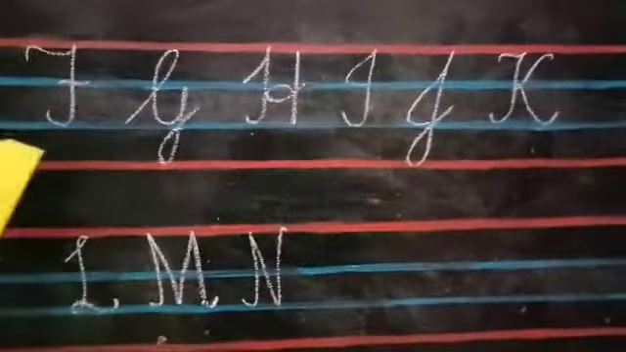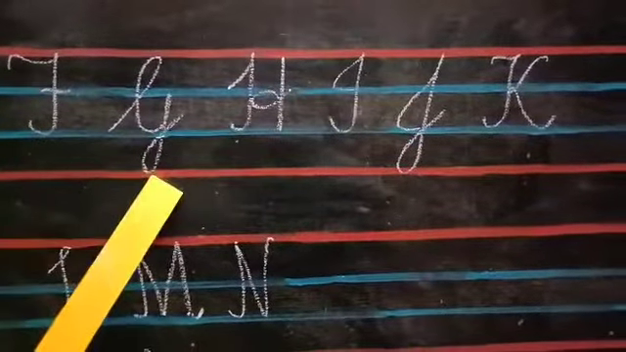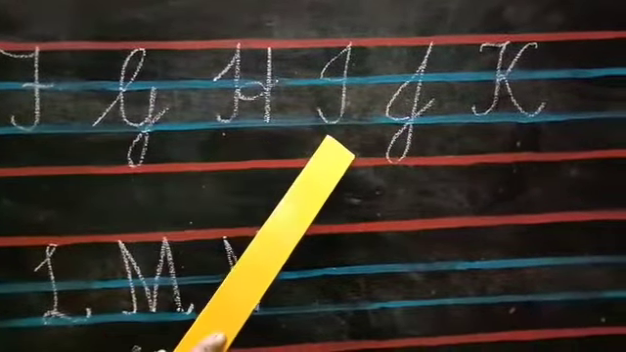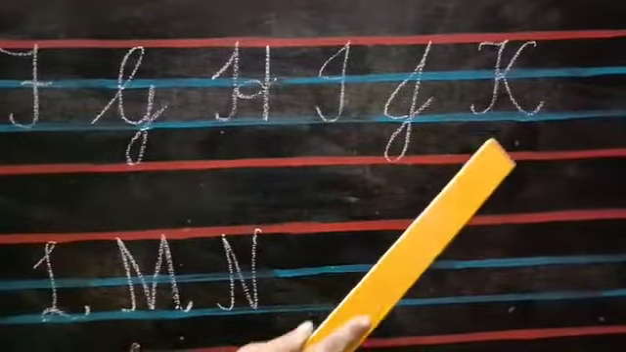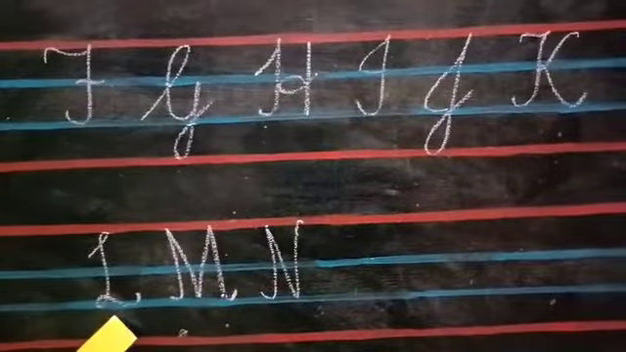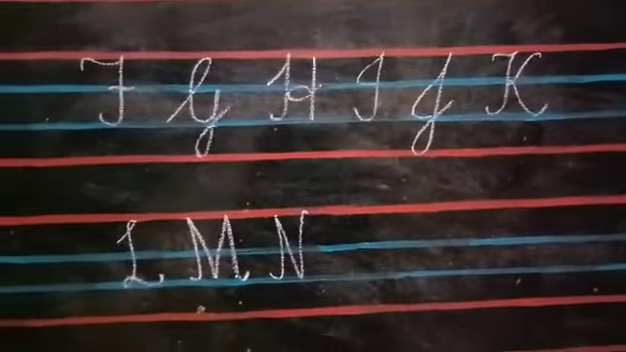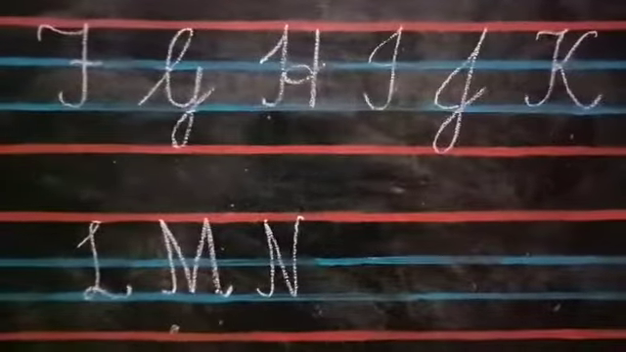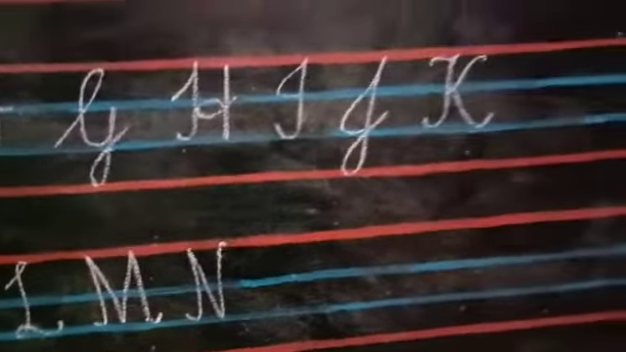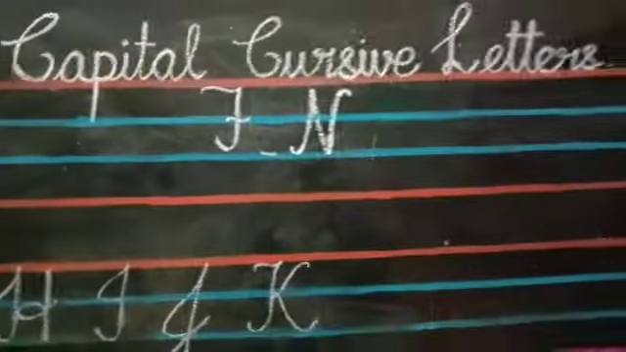Children, now all of you look at the board. Shall we revise? F, G, H, I, J, K, L, M, N. Children, hope you all understood how to write the capital cursive letters F to N.